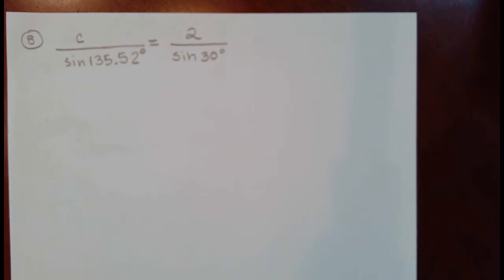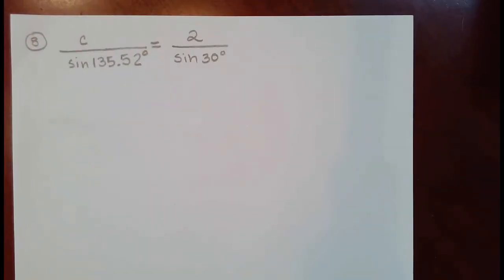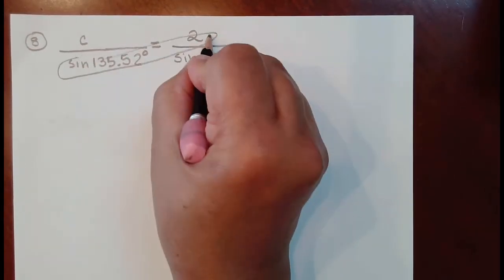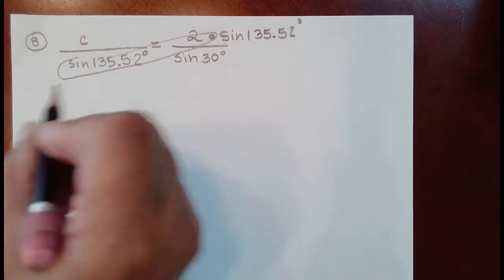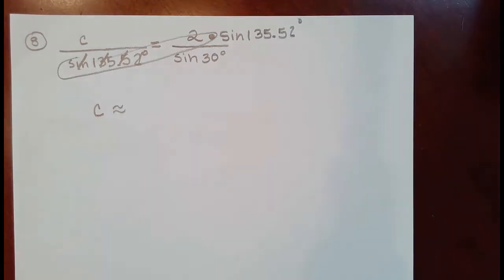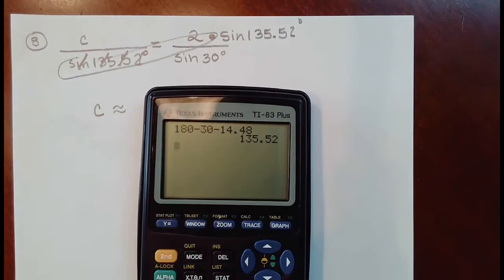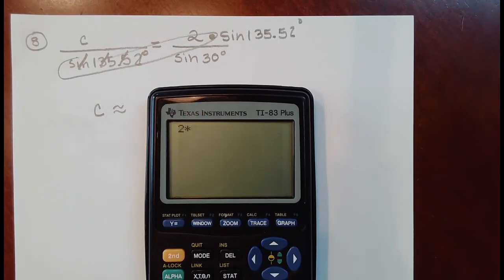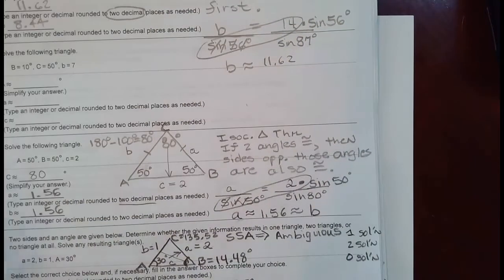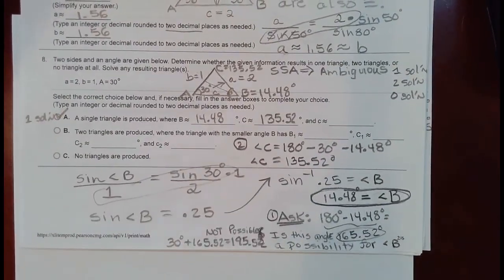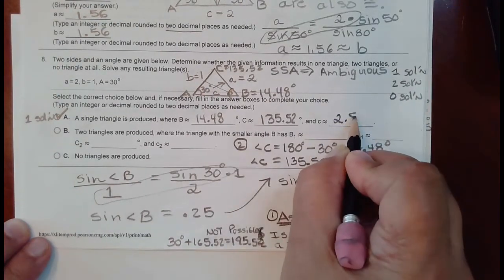Okay, and then let me see if I can focus this a little bit. There we go. Okay, and then you want to isolate the one unknown that exists in this proportion by swinging this right up here. So this is not there anymore. You're going to put all of that in your calculator once you get all the numbers on one side. So putting all of that on one side, we have 2 times sine of 135.52, that's top, divided by sine of 30 on the bottom. And our answer is 2.80 for that side C. And that completes number 8. A lot of work for that one.